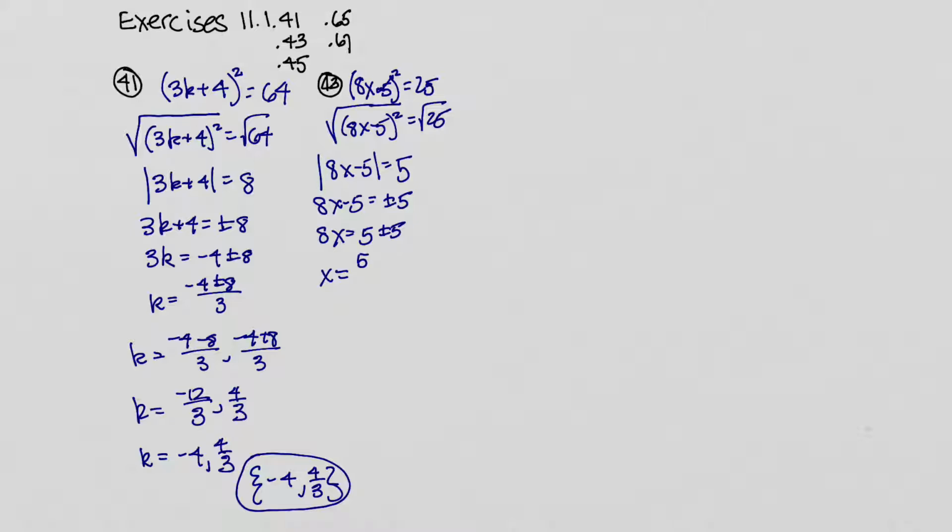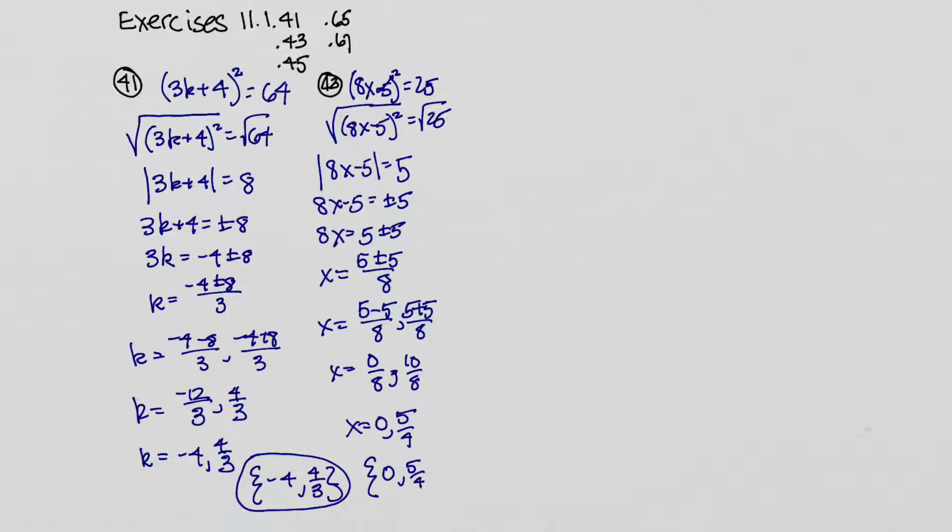Divide the whole thing by 8. Get x equals 5 plus or minus 5 over 8, which is really, when we stretch it out, 5 minus 5 over 8 and 5 plus 5 over 8. So this will give us 0 over 8 and 10 over 8. So we'll get 0, and if we reduce, 2 divides each of these, how about 5 over 4? And if we write it in set notation again, we'll get 0 and 5/4.